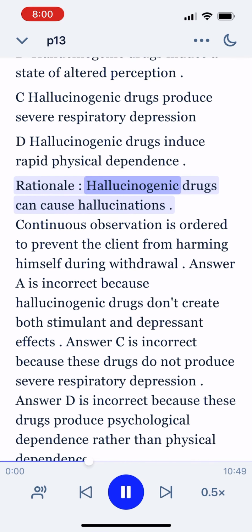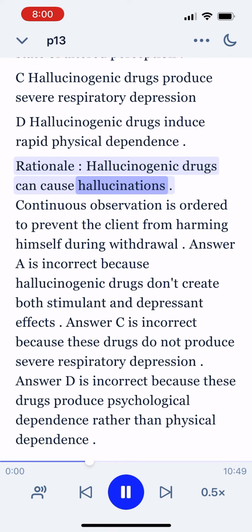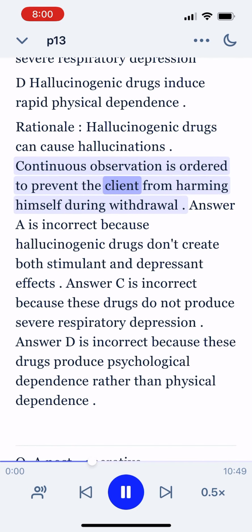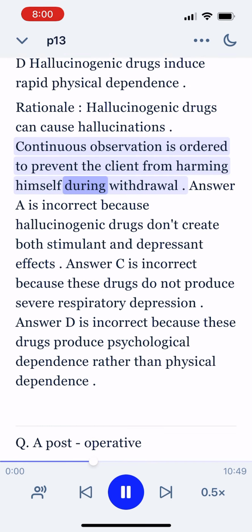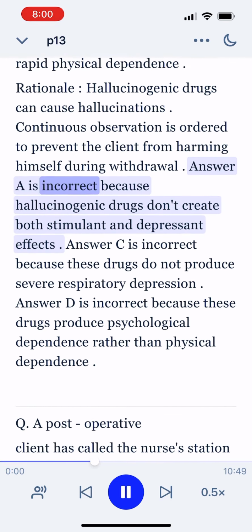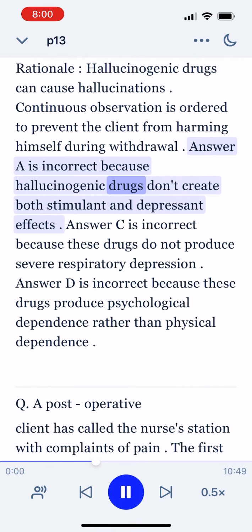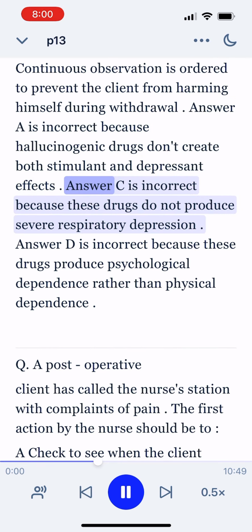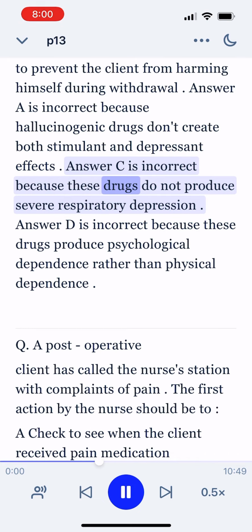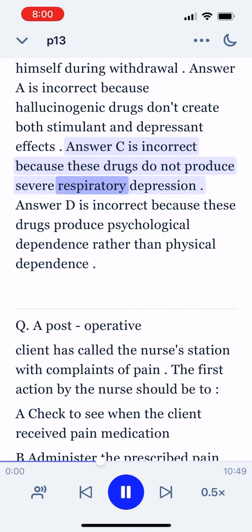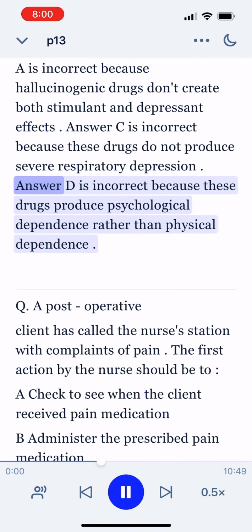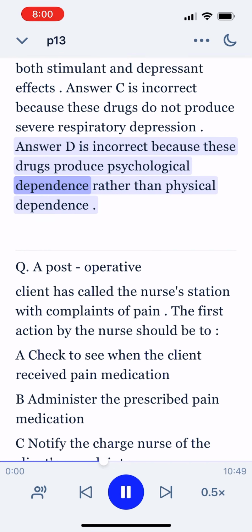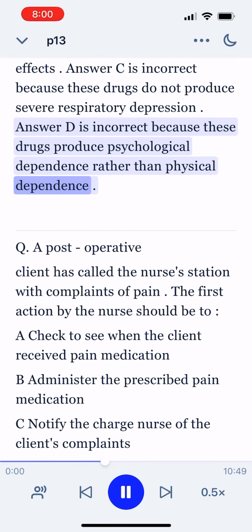Rationale. Hallucinogenic drugs can cause hallucinations. Continuous observation is ordered to prevent the client from harming himself during withdrawal. Answer A is incorrect because hallucinogenic drugs don't create both stimulant and depressant effects. Answer C is incorrect because these drugs do not produce severe respiratory depression. Answer D is incorrect because these drugs produce psychological dependence rather than physical dependence.